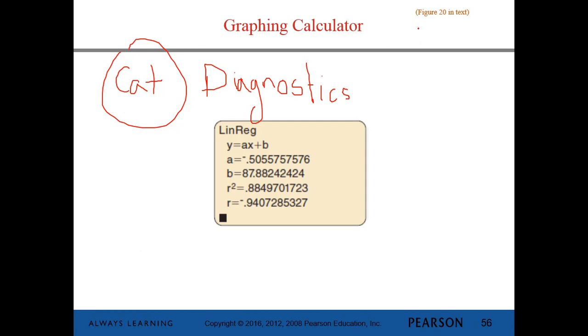Why do you need your diagnostics on? Because if you don't have your diagnostics on, you will not see these two values. This is the one that we're interested in. That's our R value. So our R value is the correlation coefficient, and that's what's going to tell us how strongly correlated, or how strong the association is, between the two variables. Okay?